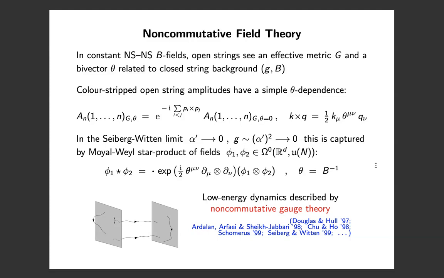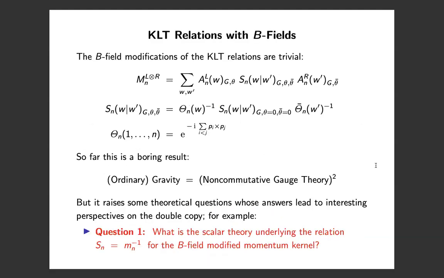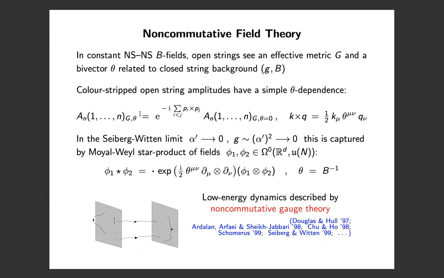So we have now this scenario where we have the open strings with the B field, and we can ask what happens to the double copy prescription. So how do the KLT relations that I wrote down on my first slide change? And it turns out this is completely trivial. It's a completely trivial relation because, given this factorization that we have here, we know what the KLT relations are for the ordinary amplitudes without the B field on the right here.